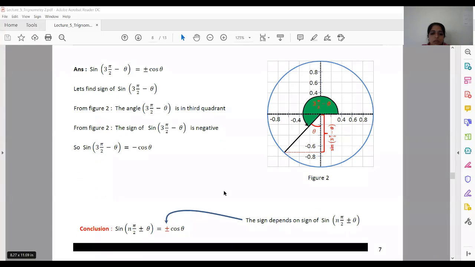The conclusion is: sine of n pi by 2 plus or minus theta. For pi by 2, the sine function will convert into the cos. But whether it is plus or minus depends on the sign of sine of n pi by 2 plus or minus theta.